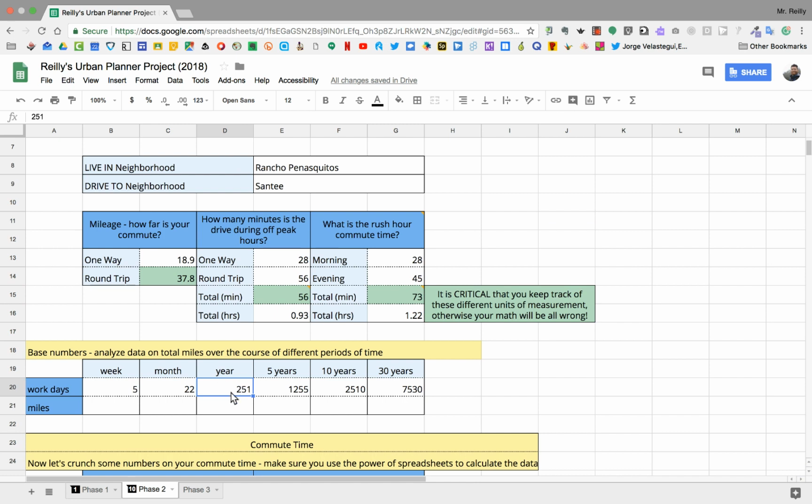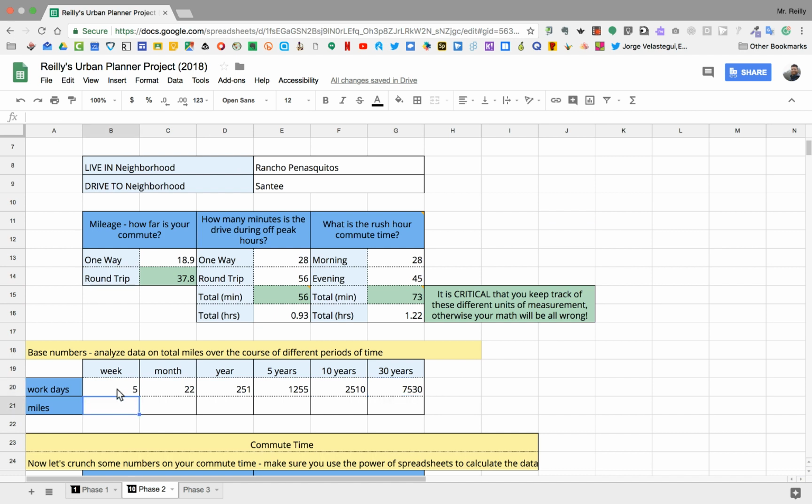And then, of course, if you take that number, multiply by 5 years, by 10 years, and your standard career of 30 years, that's what you get, about 7,530 days. Now, I understand that not many people live in the same neighborhood and work in the same neighborhood for a full 30 years. Normally that changes, but that's a variable that we're not going to take into account. We're just going to assume everything stays fixed over the course of that standard 30-year career. So let's go ahead and give this a shot.